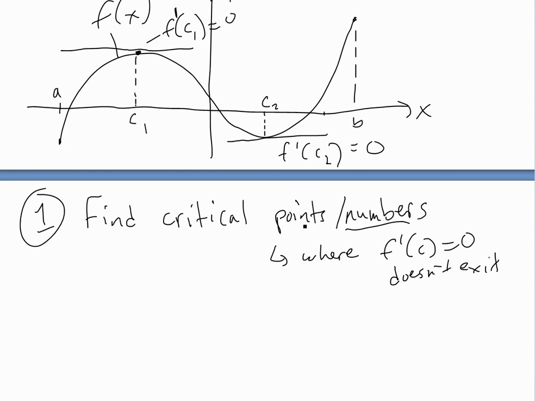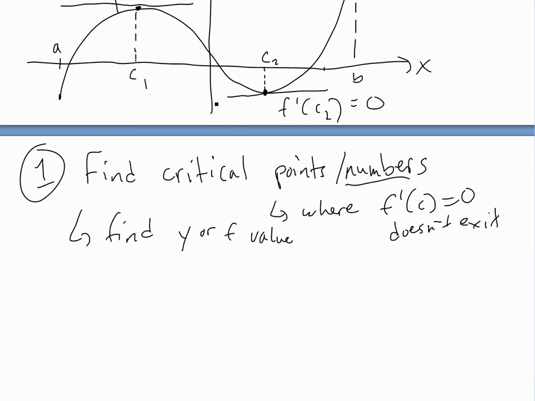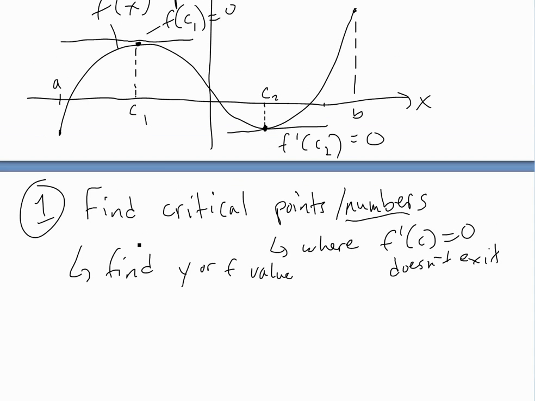So we have to find the critical point values. The point is just this point here. We'll just find the y or f value. In this case, we know that C2 and C1 are critical points, so the y values are going to be f of C1 and f of C2. This is just generally speaking.